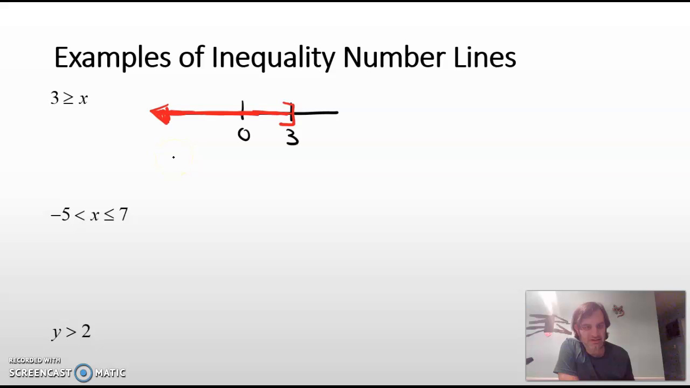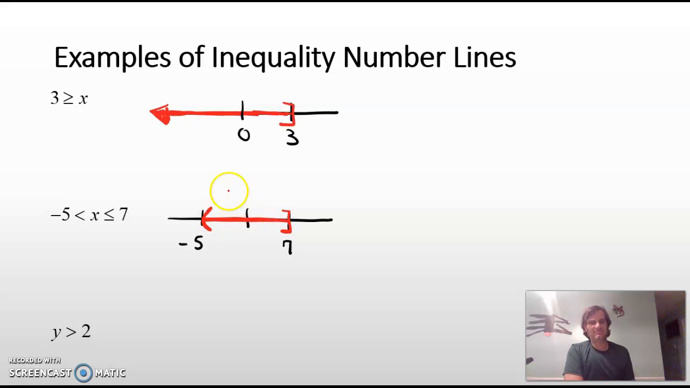Okay. The next one, -5 is less than x, and x is less than or equal to 7. So this is going to be a middle region. So -5 is less than x, so it's less than the numbers I want. That is a parentheses. And x is less than or equal to 7. That is a bracket with the equals to it. And I'll shade the middle part.